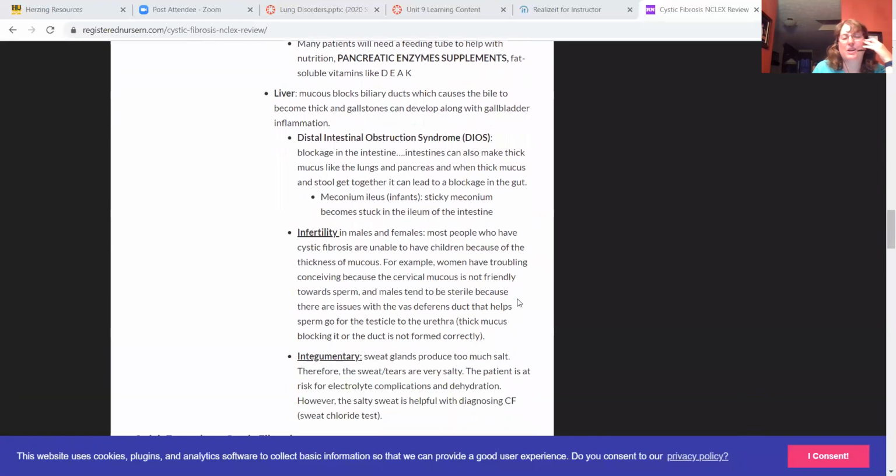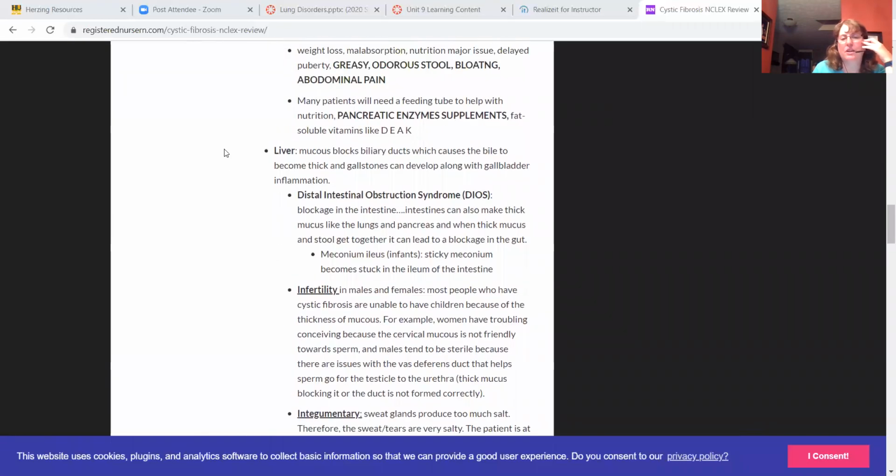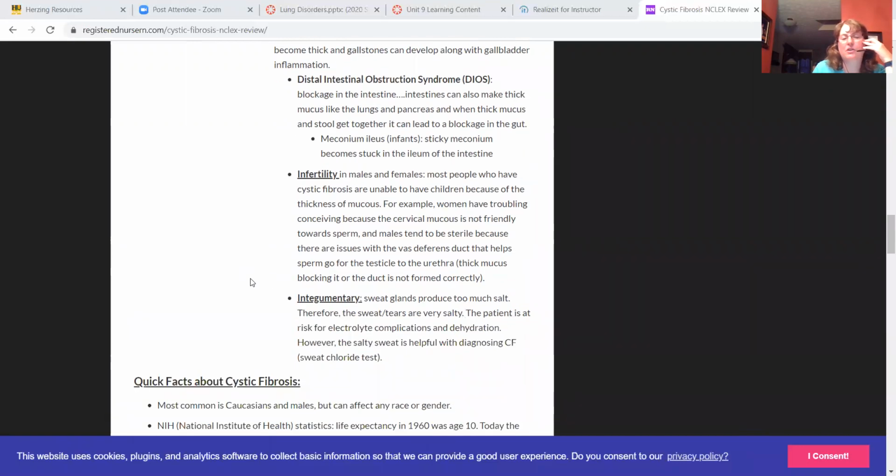And then there are other issues that she talks about here too, about the liver, infertility, some stuff with your skin. The sweat glands produce too much salt. Therefore, the sweat and tears are really salty. The patient is at risk for electrolyte complications and dehydration.